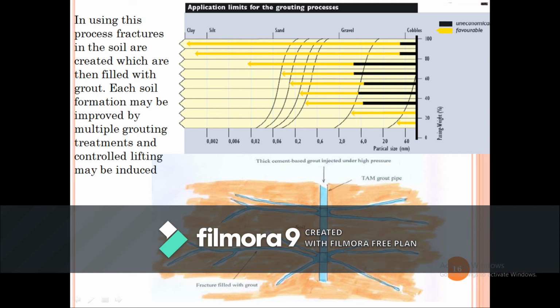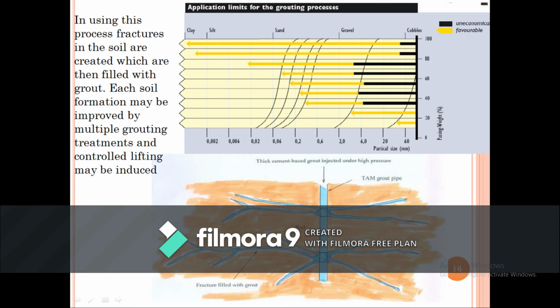So here it indicates the application limits for grouting processes: for what types of soils, and to what extent you can apply them. Here the black indicates uneconomical, and the yellow indicates the favorable condition. Depending upon the particle size and the type of soil, we can pair it with the amount of weight that has to be applied. In using these processes, fractures in the soils are created, which are then filled with the grout.